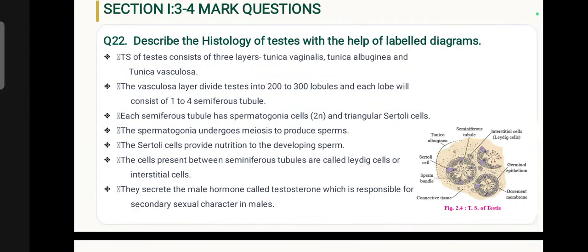Describe the histology of testes. Very important, with diagram, or sometimes only the diagram comes.